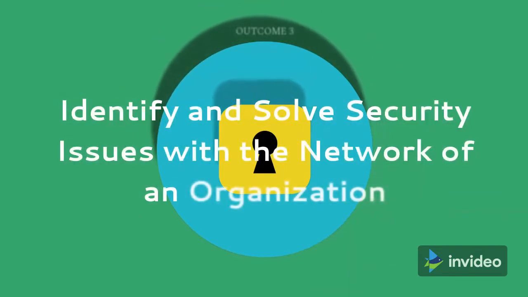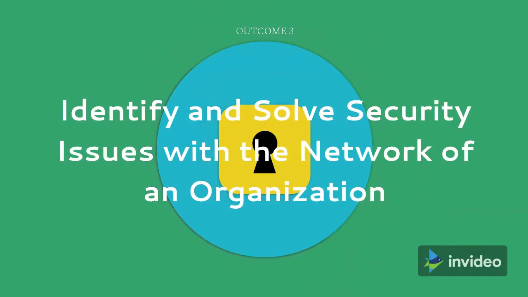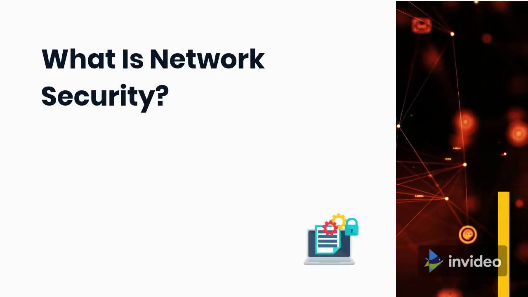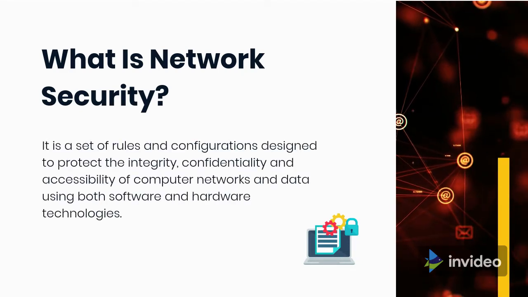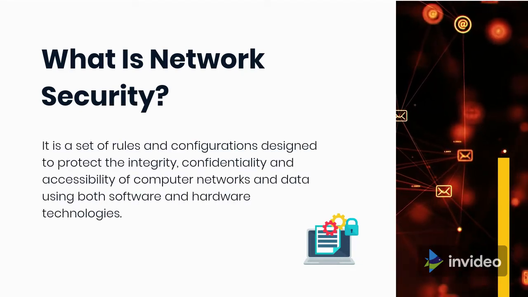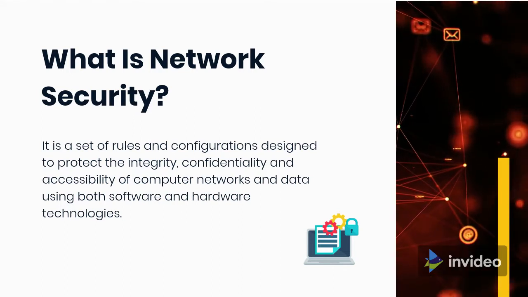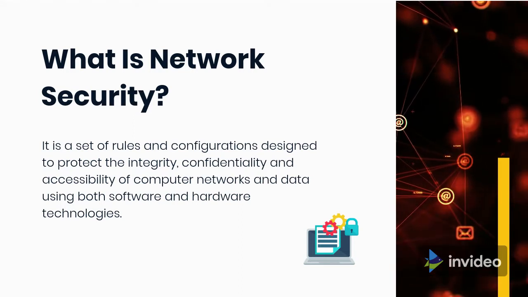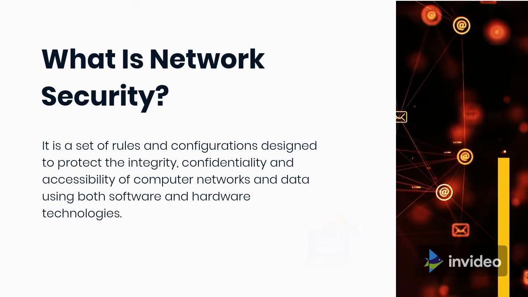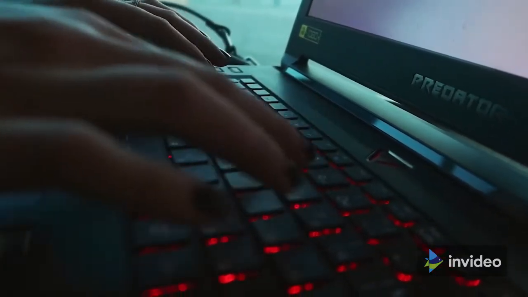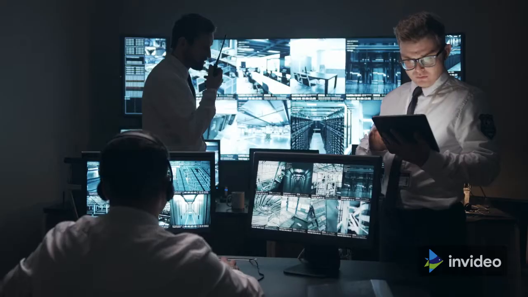Outcome 3. Identify and solve security issues with the network of an organization. First, we must know what network security is. Network security is a set of rules and configurations designed to protect the integrity, confidentiality, and accessibility of computer networks and data using both software and hardware technologies. Some network security issues and how to solve them.